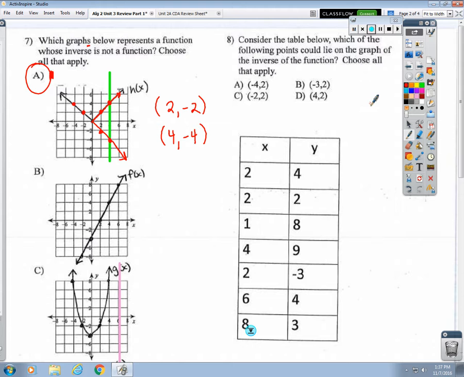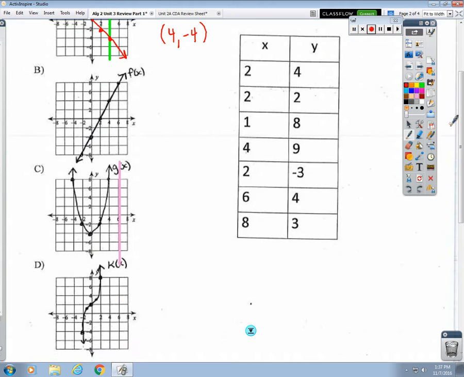Okay, so let's look at B because it says choose all that apply, meaning there could be more than one right answer. For B, if this point is at 4, 4, where's its inverse point going to be? 4, 4. If this point's at 2, 0, where's its inverse point going to be? 0, 2. And if this point's at 0, negative 4, where's its inverse point going to be? Which is right here. Is that still a function? Yes, so that's not one of the right answers.